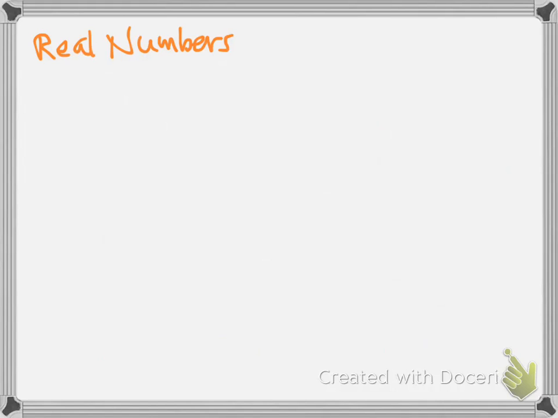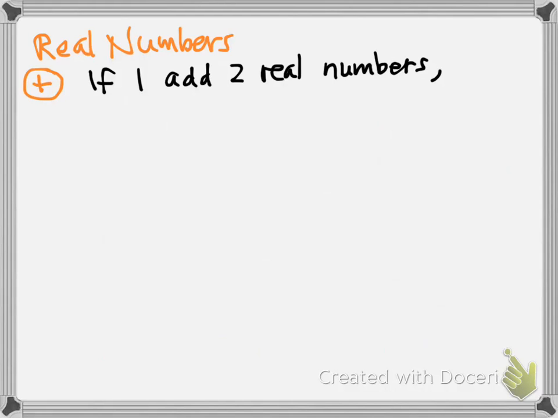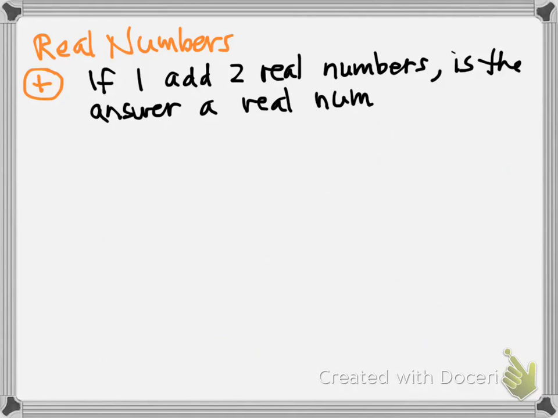Okay, so let's look at it for addition. The question is, if I add two real numbers, is the answer a real number? So one of the major things that you're not looking for is what supports this. Say, yeah, 1 plus 1 is 2. Oh, 2 is a whole number. Whole number is rational. Rational is part of real. Yes! What you're looking for is this guy.